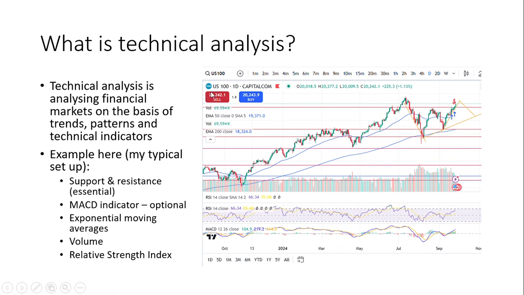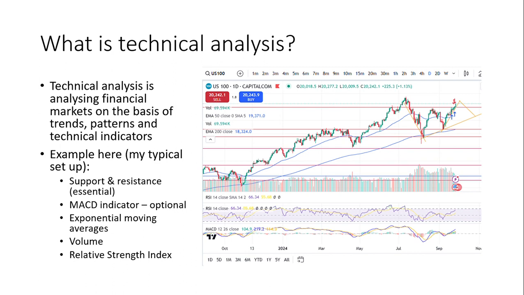So I've got the US 100, the NASDAQ here, the NASDAQ index. This is the chart for the NASDAQ. It's on the daily time frame. I've just shown you the typical indicators and things that I have on my chart to help me with applying my strategy. So I teach a buy the dip strategy and I apply this myself.